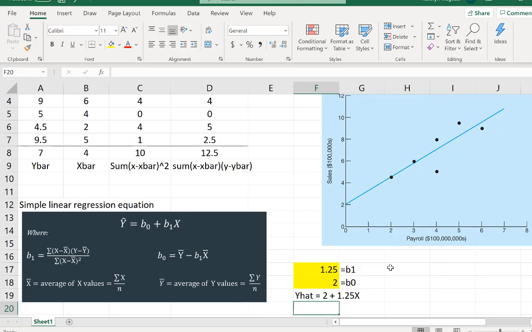So go ahead and skim through this in the book too. This one I know was a little bit clunky, but as you get the hang of these, using Excel will make things a lot easier for you. So let me know if you have any questions, and have a great day.